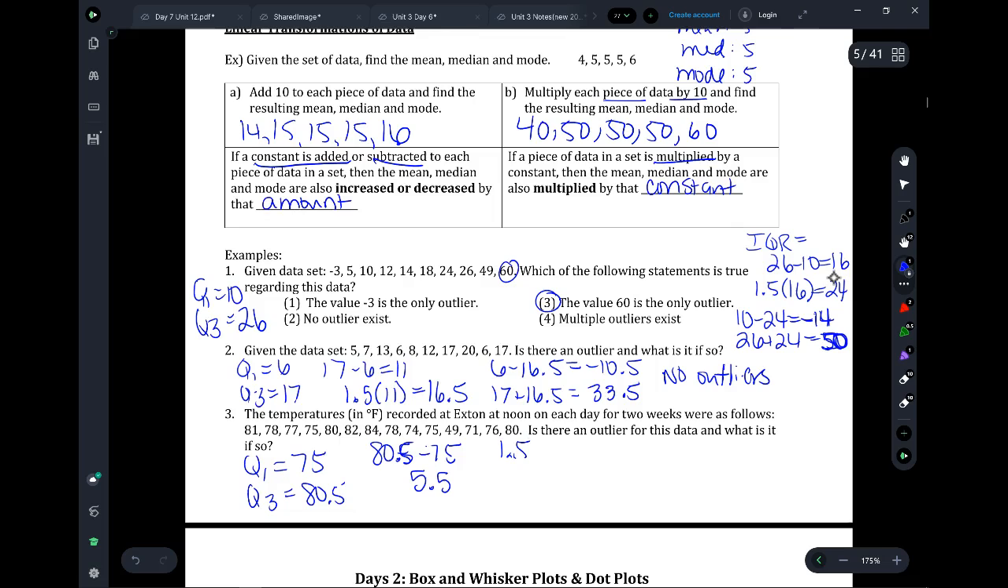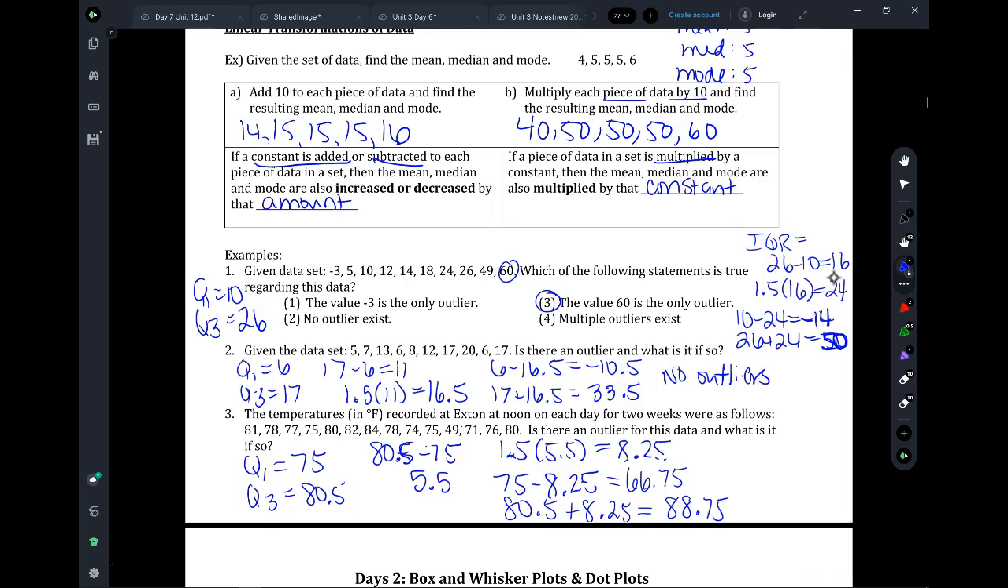I multiply that by 1.5. Subtract that from the Q1. Add it to your Q3. To get your span of numbers, it looks like it goes from a lower bound of 66.75 to an upper bound of 88.75. If anything falls outside of that, which I believe there's one, 49 would be an outlier because it's not between those upper and lower numbers. So 49 is an outlier.